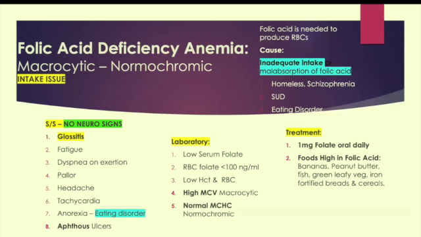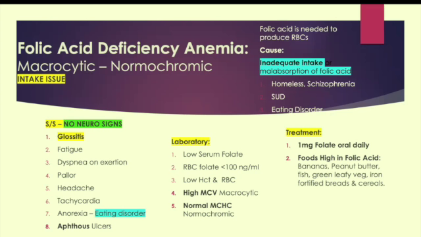Okay, so that was the microcytic and microchromic ones. I wanted to talk about folic acid deficiency anemia, which is a macrocytic and normochromic anemia. This is definitely just an intake issue. Again, folic acid is needed to make red blood cells.